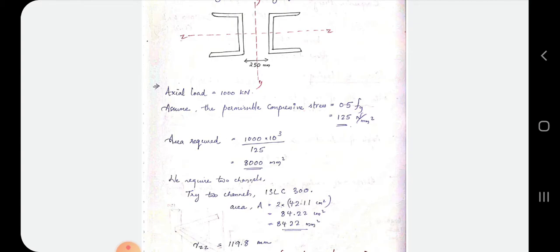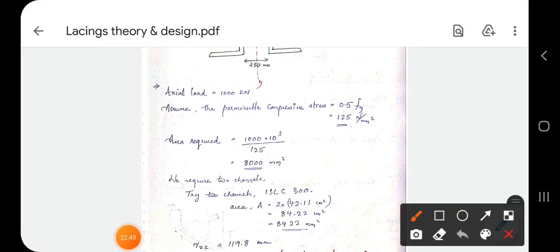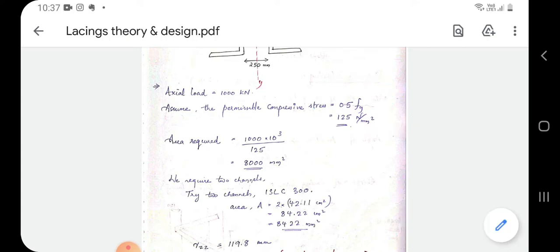So write the given things: axial load 1000 kN, permissible compressive stress. We are assuming permissible compressive stress is 0.5 times Fy, that is 125 Newton per mm square.